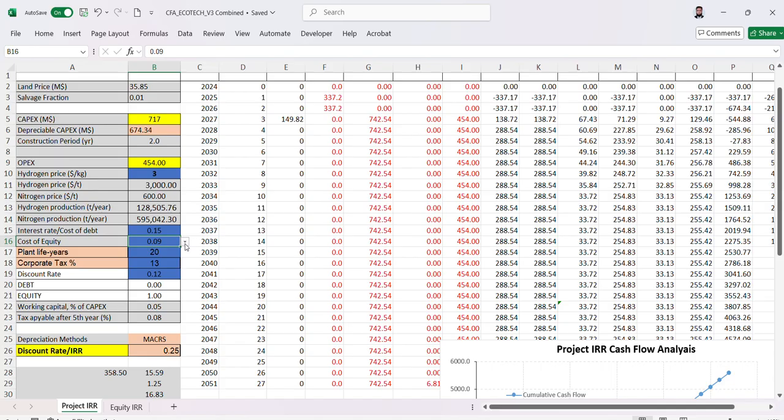Then cost of equity, assumed to be 9% by default, although this will have no use for this one. Then plant life is 20 years. Usually it's 20 to 30 years, so you can choose. Corporate tax is assumed to be 13%. Discount rate, this has no use for this one. Usually I will use this one, so you can ignore this one.